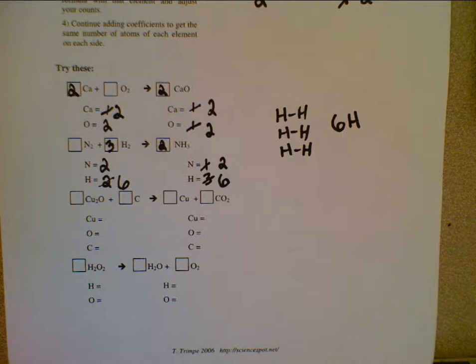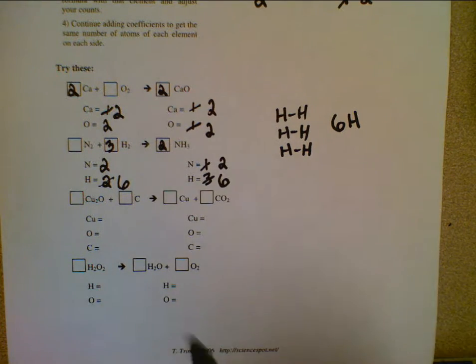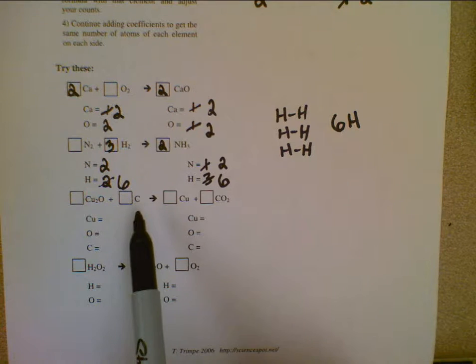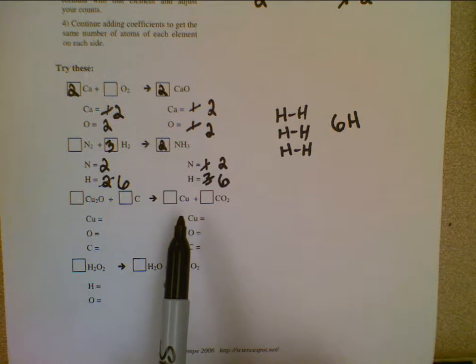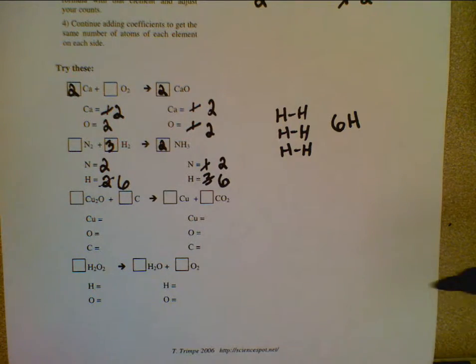Our next practice problem is looking at a reaction between copper oxide, which is like a greenish chemical, reacting with carbon to form pure copper and carbon dioxide. So this is what is done to help purify copper ore.